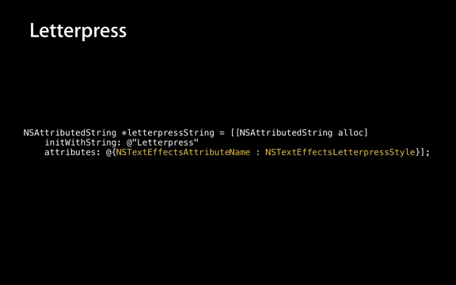Now, this is an incredibly complex graphical effect, but it's trivial for you to turn on in your applications. You set a single additional attribute on your attributed string, and now anywhere in your UI that you're displaying text, you can now display letterpress text.